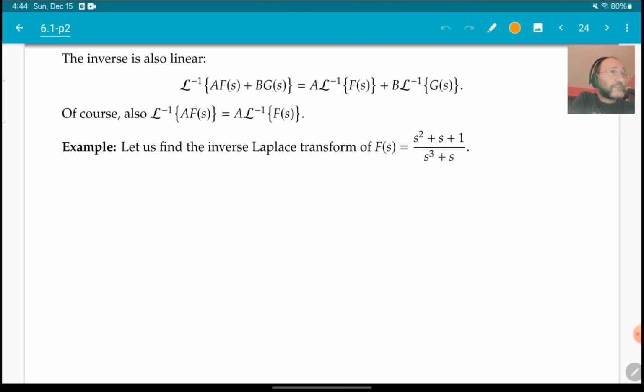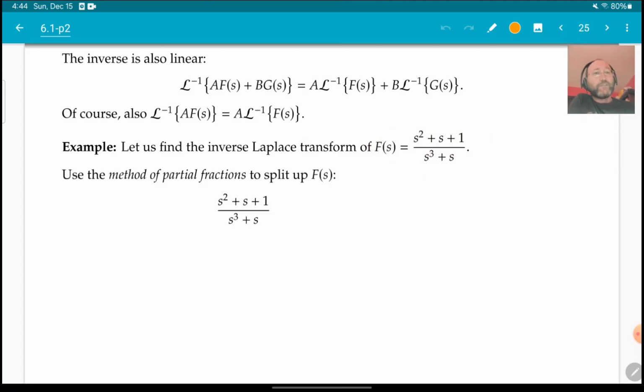All right, so let's see an example of this. So let's find the inverse Laplace transform of this guy over here. So what we're going to do is, well, this doesn't look like anything in the table. So we're going to split it up with partial fractions. So we look at this, and we factor the denominator.